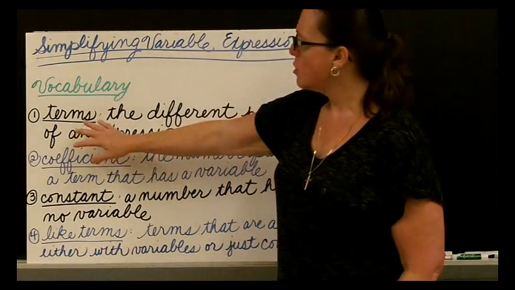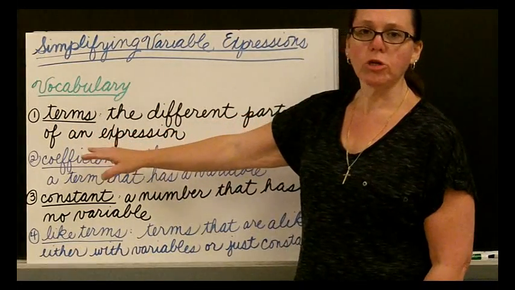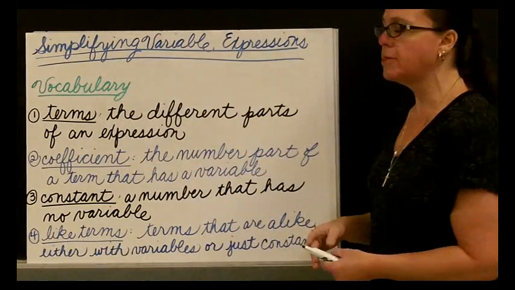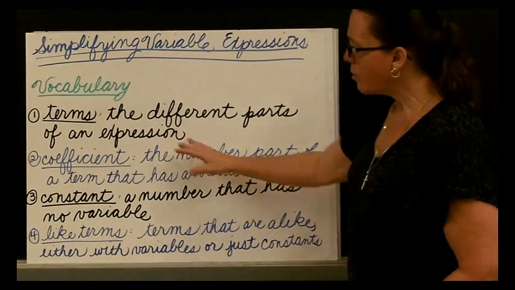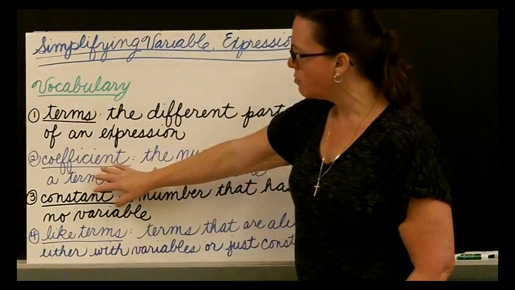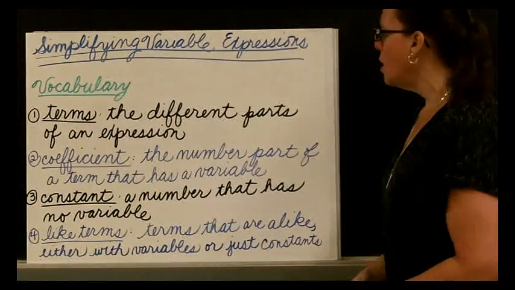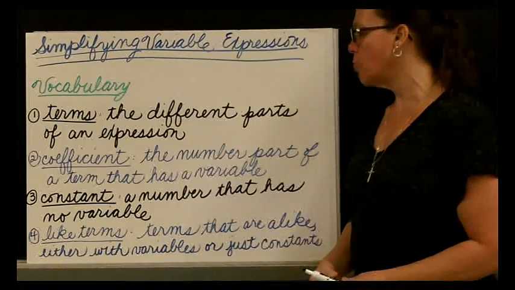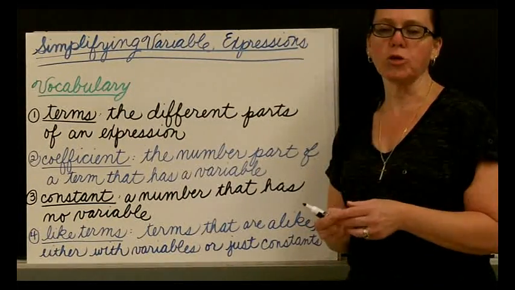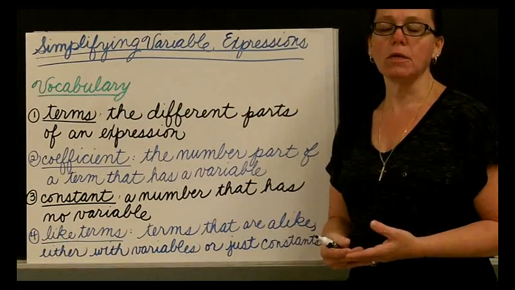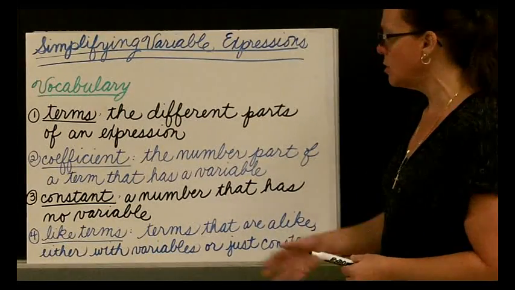Our first word is terms. And the word terms refers to all the different pieces, all the parts of an expression. Now we're going to get a little bit more specific. Number 2, coefficient. The coefficient is the number part of a term that has a variable. So if we had the term 5x, the number 5 would be its coefficient.